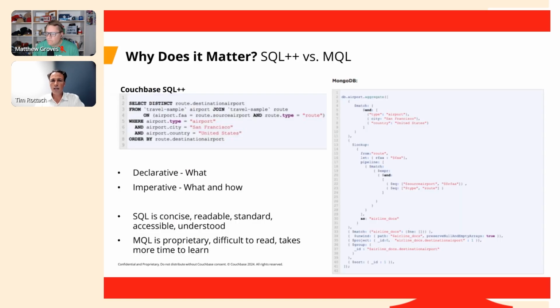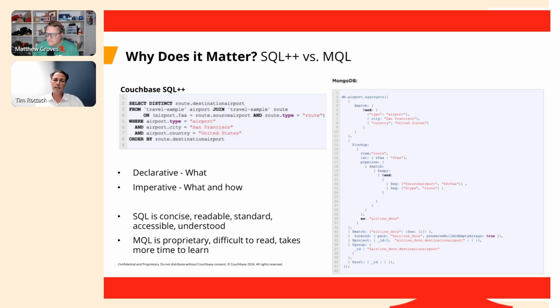And why does it matter, right? MongoDB has MQL, which is their proprietary query language. And here you can see two examples of what are essentially the same query: SQL++ on the left and Mongo's query on the right. The SQL query is clearly easier to read and easier to figure out, especially when you have people troubleshooting queries or looking at something for the first time.